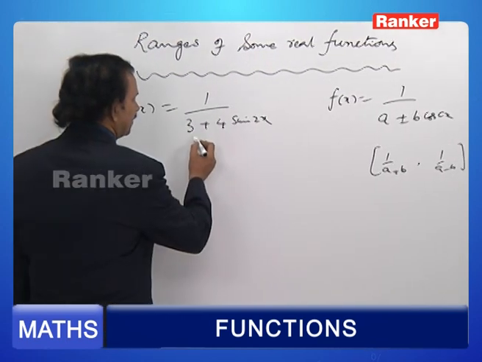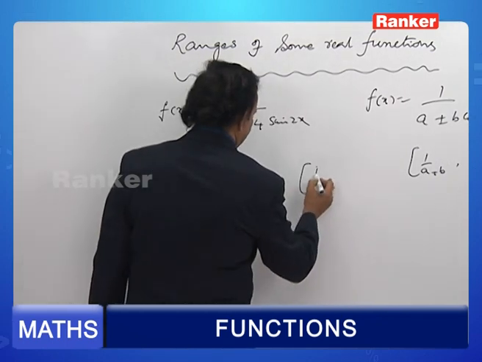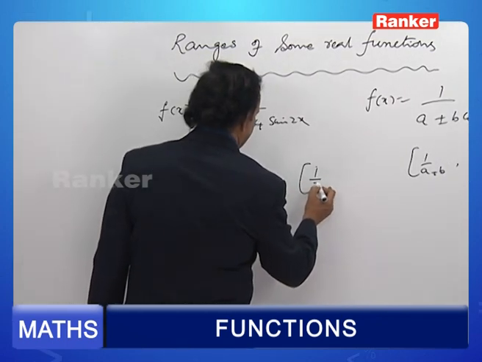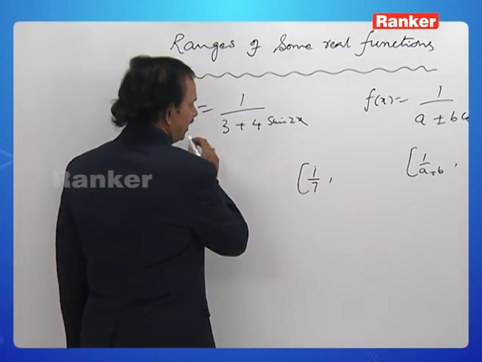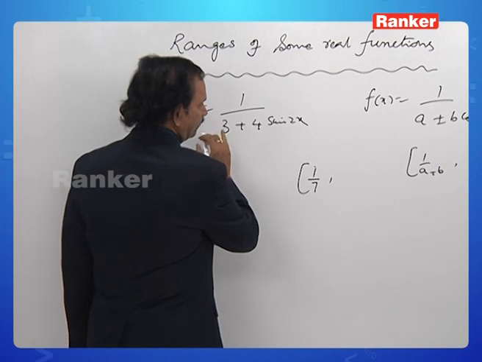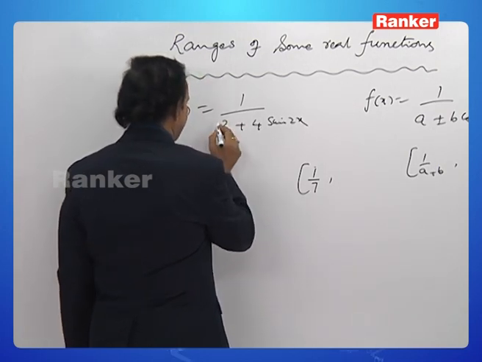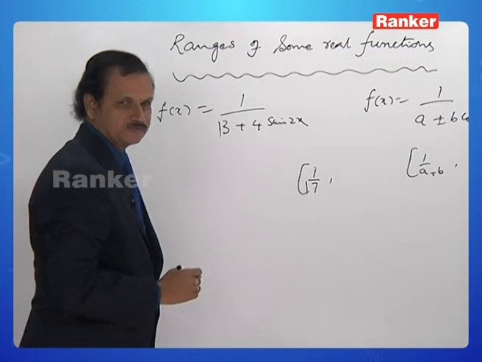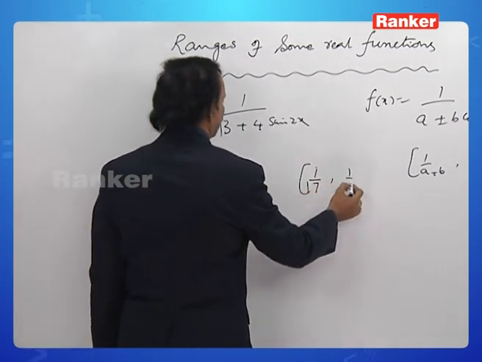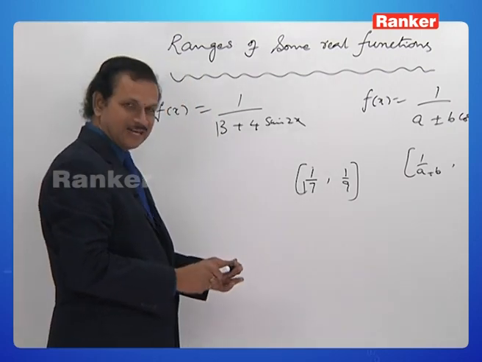Keeping this in mind, you will be able to have the answer directly. What is a plus b? 3 plus 4 is 7. Here, a is 13 and b is 4. That is, the range can be estimated as 1 by 17 to 1 by (a minus b), where a minus b must be the smaller number, so 13 minus 4 is 9. The range is 1 by 17 to 1 by 9. You can have it directly.